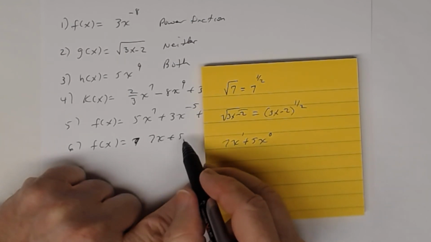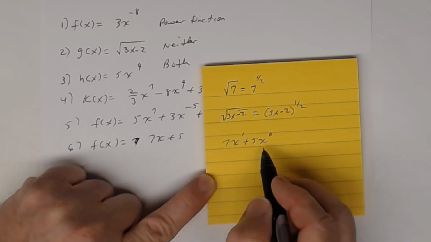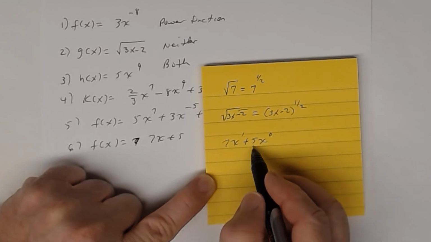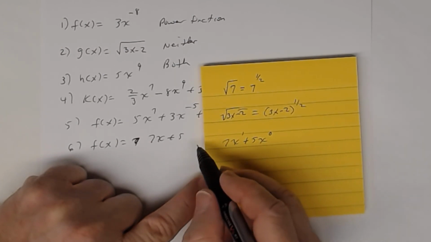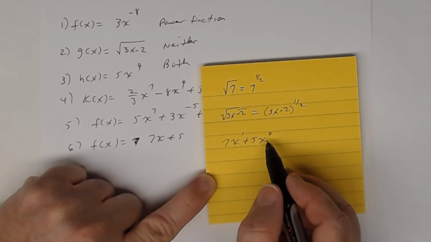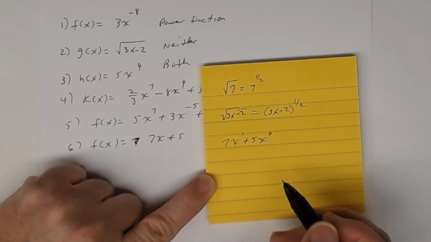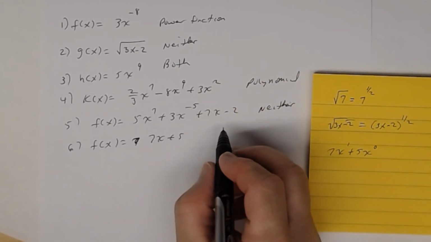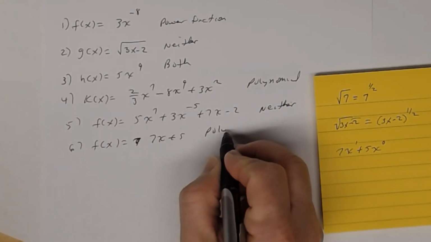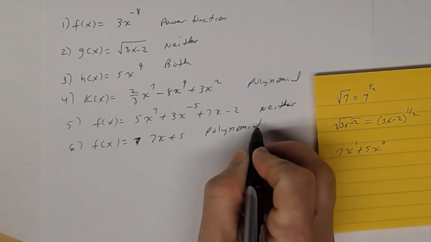All right, so a constant term always has this equivalent expression. 5 can be written as 5x to the 0 because x to the 0 is 1. 1 times 5 is 5. All right, so this would be a polynomial. So it's a polynomial function.